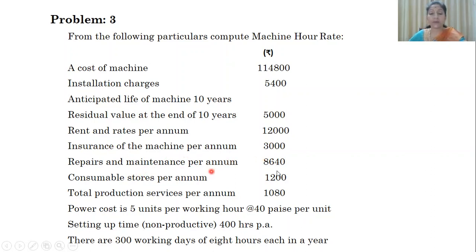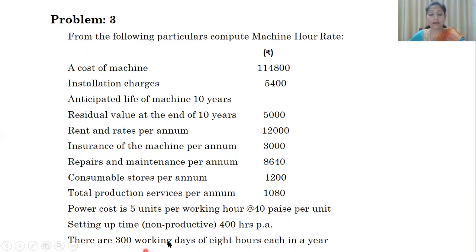Repair and maintenance per annum 8,640. Consumable stores per annum 1,200. Total production service per annum 1,080. Power cost is 5 units per working hour at the rate of 40 paise per unit. Setting up time, non-productive, 400 hours per annum.